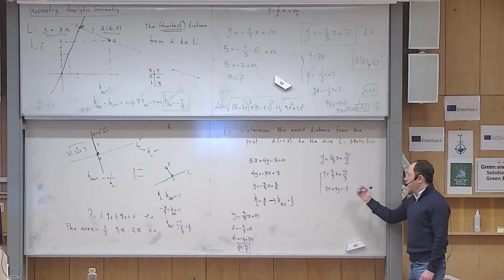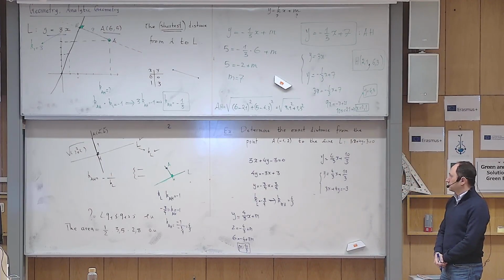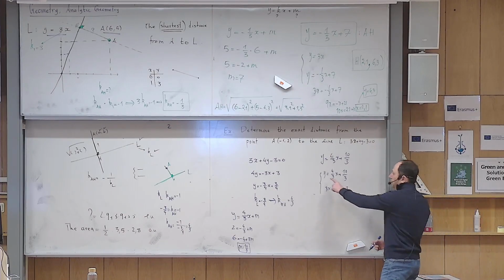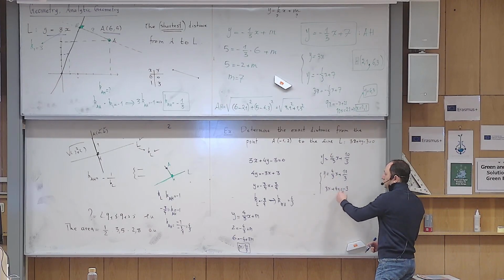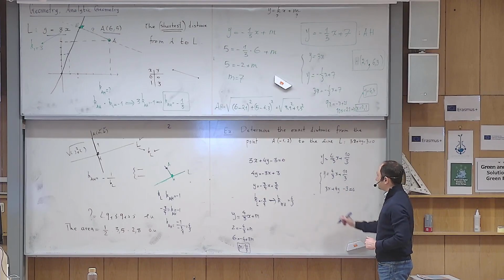And now this is chapter 2. We want to solve the system. But everything is ready. Y is given. I go here, substitute this for y. Sorry, this is minus 3 equals 0. I put y here. So what happens?